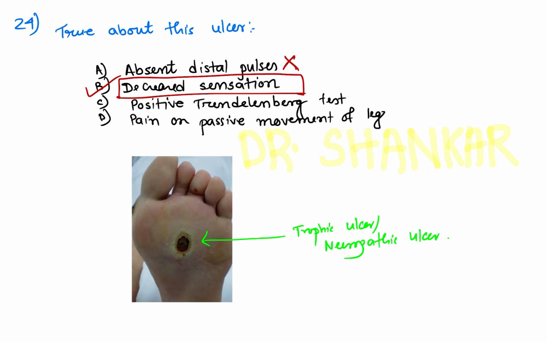Decreased sensation is seen. Next, positive Trendelenburg test. No, this is positive for varicose ulcer. Pain on passive movement of leg. This is also wrong. So the only true statement about the trophic ulcer or neuropathic ulcer is decreased sensation.